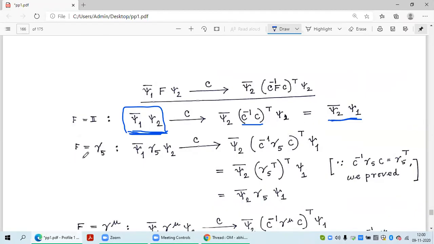Now when f is gamma 5, you see its charge transformation, put gamma 5 here. We have proved this property already, property 1: C gamma 5 C inverse is gamma 5 transpose. So this thing in the bracket should be gamma 5 transpose, and there is a whole transpose above, which makes it gamma 5. So this also transforms in this way, where the fields are swapped. So this is also not invariant under charge conjugation.